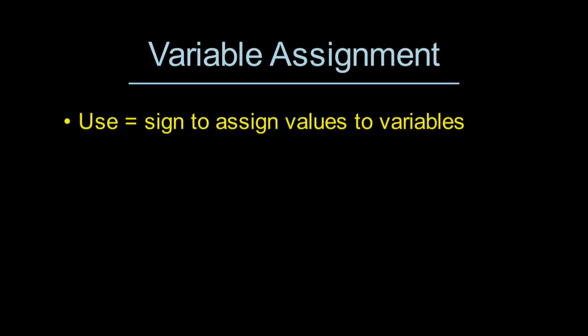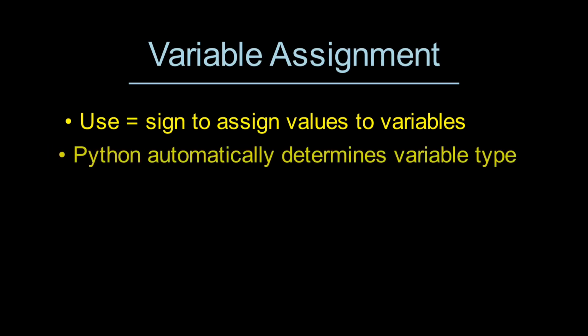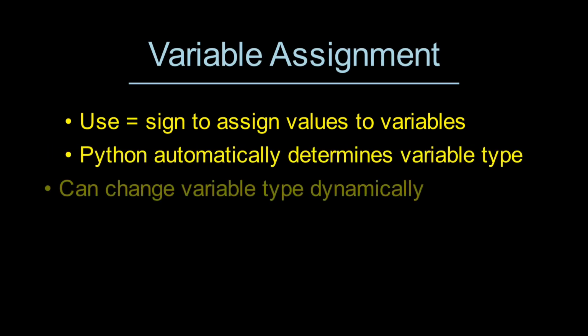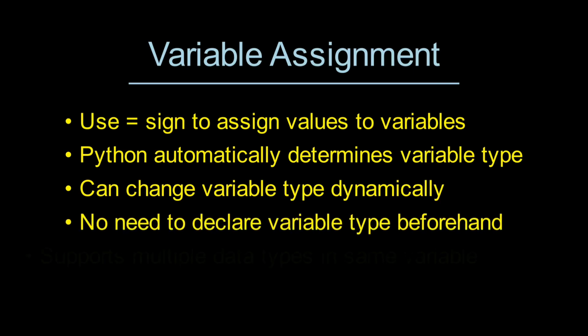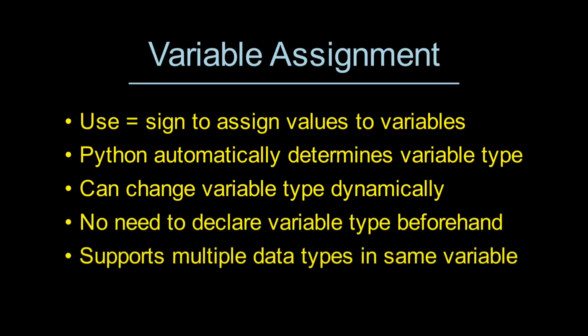Next, let's explore Python's variable assignment system, one of its most powerful features. Python's assignment system is simple. It uses just the equal sign, which is pronounced as assignment. Dynamically typed, flexible enough to change types, intuitive and straightforward, capable of handling multiple data types.